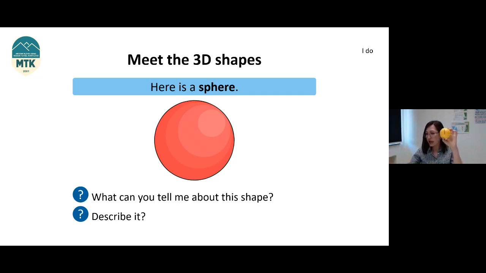How about edges? Look, that's the edge of the cube, because it has square faces. Does the sphere have an edge? No, it has one face, one round face. So that's the sphere.